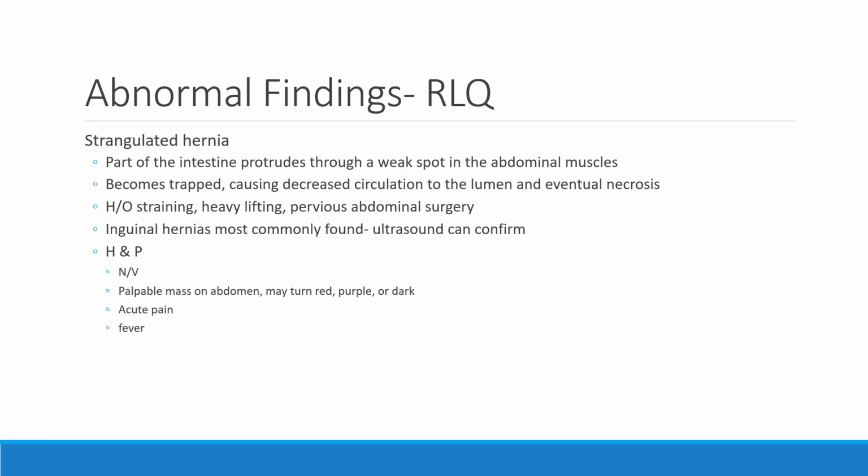Strangulated hernia, we can see part of the intestine protruding through a weak spot in the abdominal muscles. It then becomes trapped, causing decreased circulation to the lumen and eventual necrosis. These patients typically have a history of straining, heavy lifting, or previous abdominal surgery. Inguinal hernias are most commonly found, and ultrasound can confirm this. So key findings with history and physical are nausea and vomiting, a palpable mass on abdominal exam. This may turn red, purple, or dark in color. These patients typically have acute pain and fever.